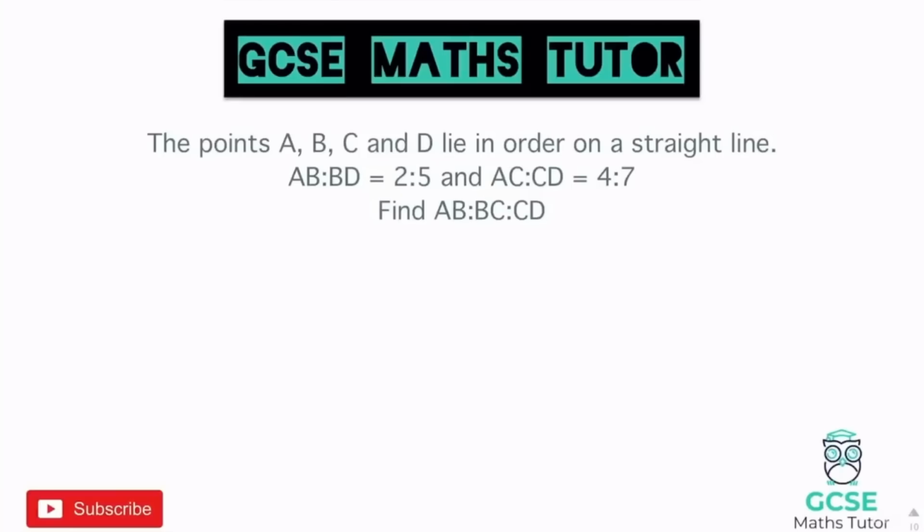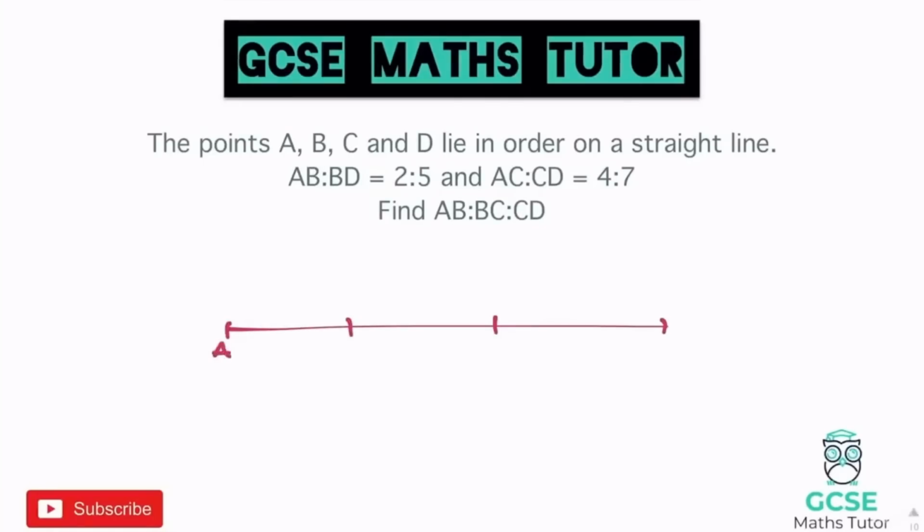Now, if you have a look, A to B is not in either of the other ratios. B to D is also not in either of the other ratios, so we've not got a crossover. So we're going to have to think about this slightly differently. Now it does say that they lie on a straight line, so let's just imagine this line. Here it is, here's a line, we've got A, B, C, D, and let's just label this up.